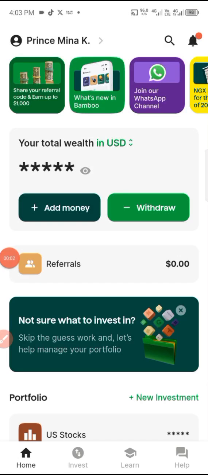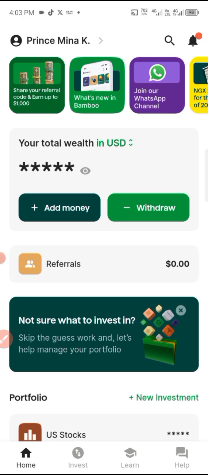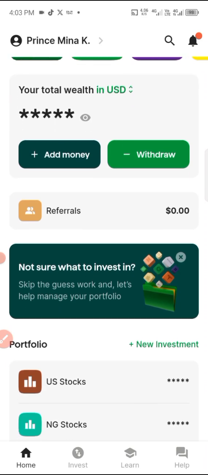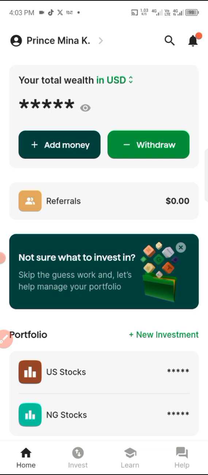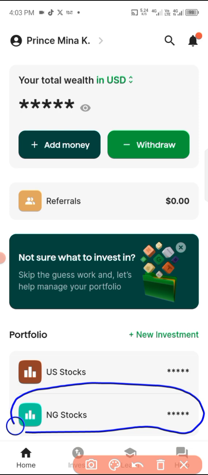Okay guys, I'm going to be showing you how to identify a good stock, how to buy a good stock, especially on the Nigerian stock market. So here is my actual account, and this is what you do once you log into your account. The next thing is that you scroll down to the point where we have the Nigeria stock. Okay, you click on this Nigeria stock.